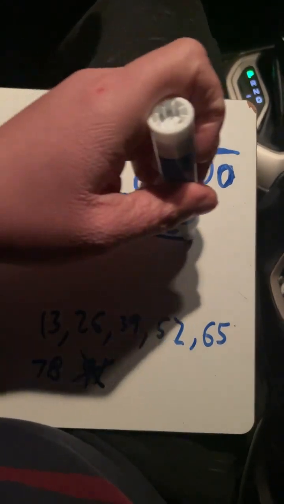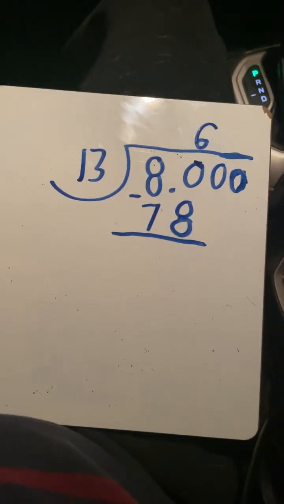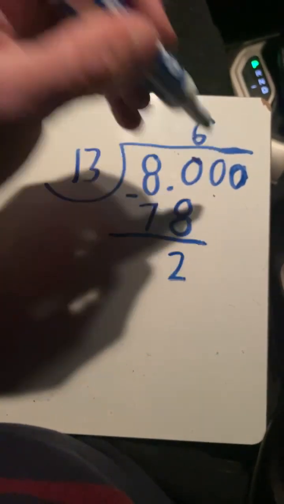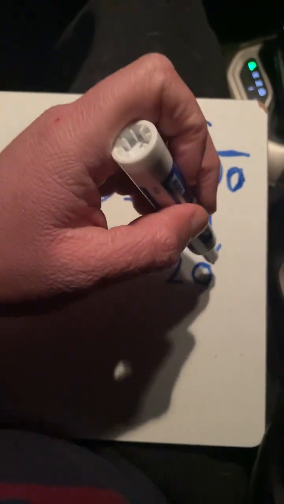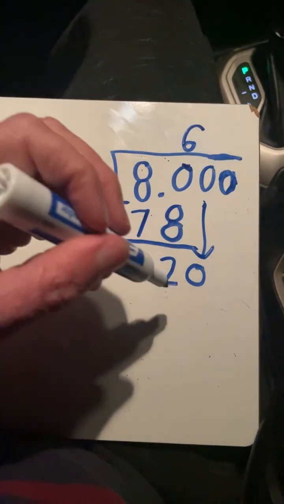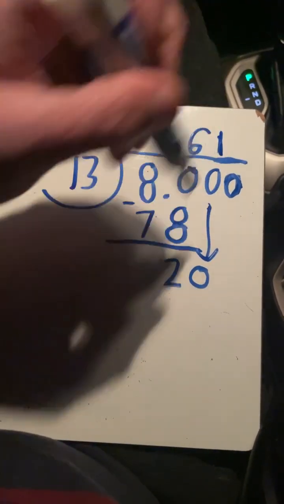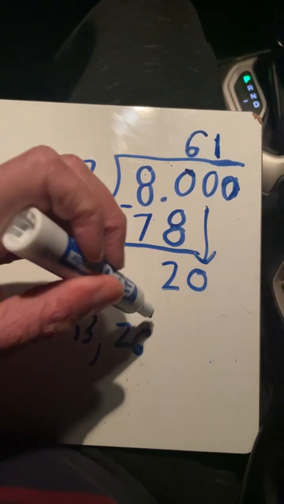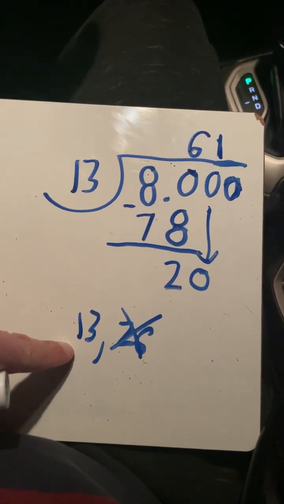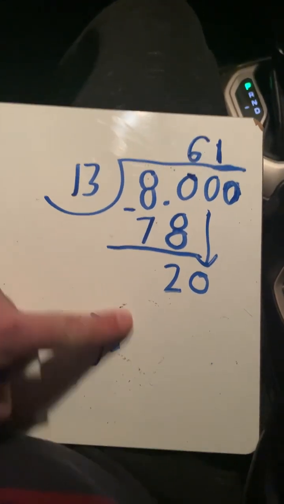So 80 minus 78 equals 2. Now we're going to bring down the 0. 13 goes into 20 one time. Now if I skip count by 13s, 13, 26 is too far. So I was only able to get one group of 13 within the number 20.